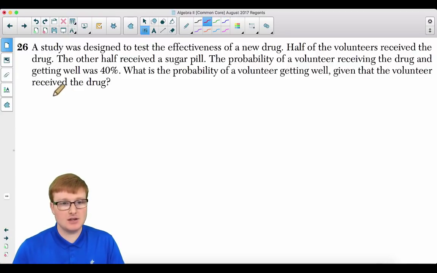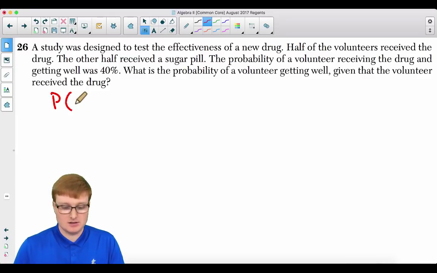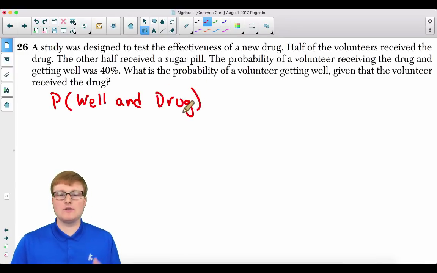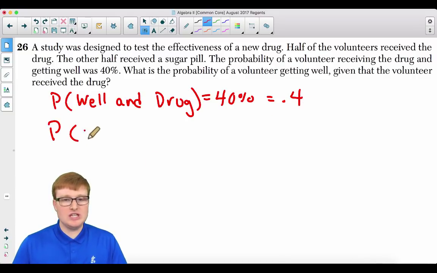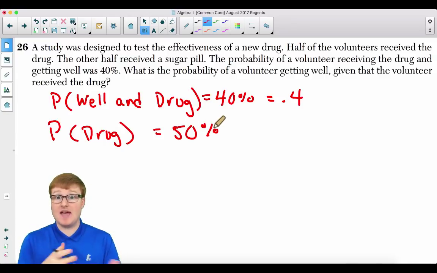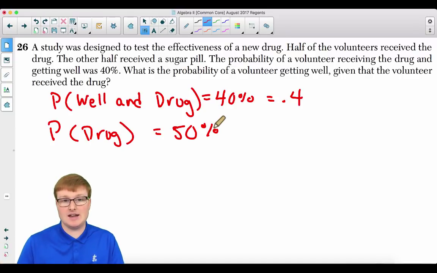So, let's calculate the probability of the people who got well and received the drug. Well, the probability of getting well and receiving the drug is 40%, which is just the same thing as 0.4, right? Now, the probability of receiving that drug, well, that's just 50% because they split up half of the volunteers. So you have a 50% shot of receiving that drug and not a sugar pill.